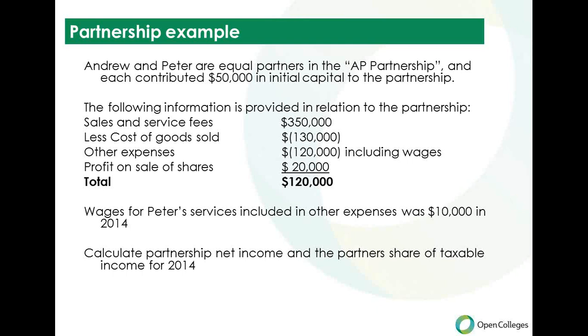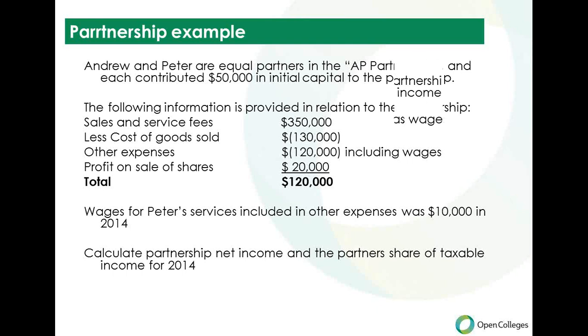So Andrew and Peter are equal partners in the AP partnership and each contributed $50,000 in initial capital to the partnership. The following information is provided: sales and services of $350, take-off cost of goods sold of $130, other expenses including wages of $120, and profit on sale of shares of $20,000. Wages for Peter included in other expenses was $10,000 in 2014. So the question is, calculate partnership net income and the partner's share of taxable income for 2014.